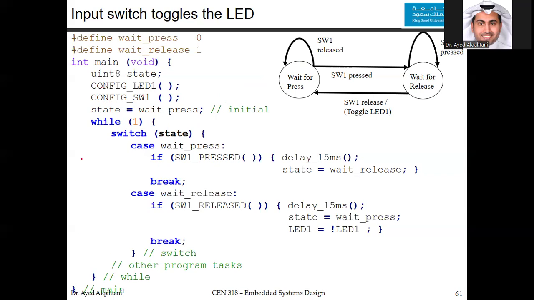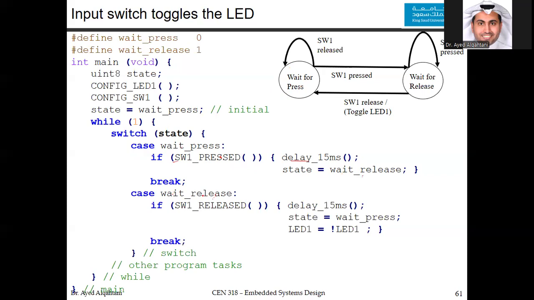And now you have the while loop. You should have two cases. Based on the state, you are switching. The first case is waiting for a press, which is the one that you defined here. And the second one is waiting for the release, the one that you defined here. Now, if you are in wait for a press, and the switch is pressed, now you wait for the debouncing delay and change the state to the other state, which is wait for release.